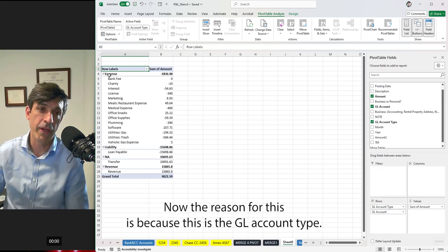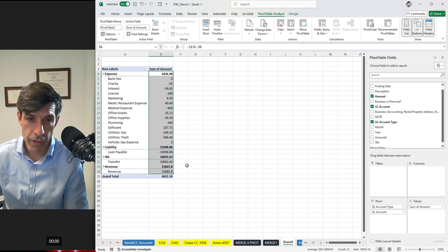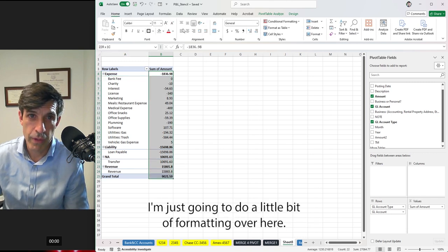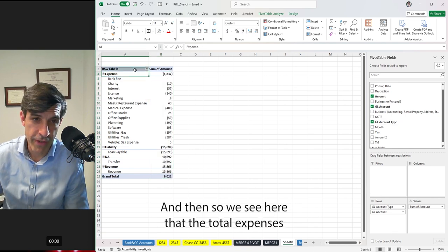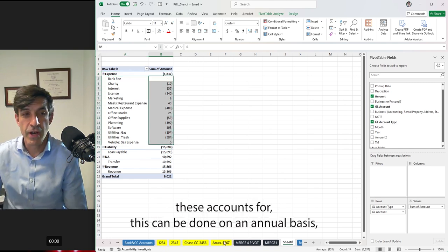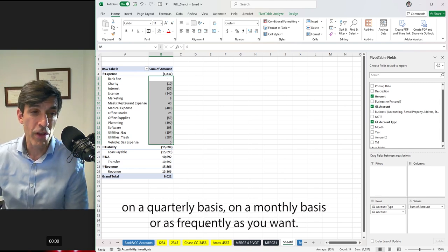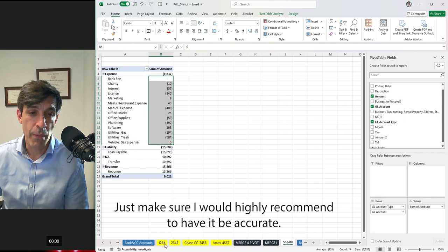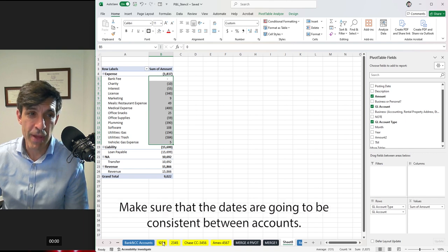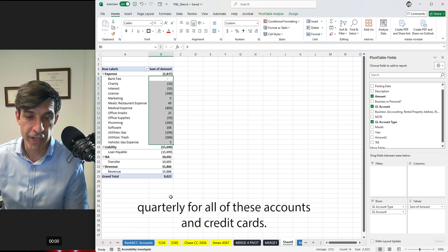Now the reason for this is because this is the GL account type, so we want that to be on the higher level in our table. Just going to do a little bit of formatting over here. And so we see here the total expenses for the period of time, whatever period of time I have these accounts for. This can be done on an annual basis, a quarterly basis, a monthly basis, or as frequently as you want. I would highly recommend, to be accurate, making sure that the dates are consistent between accounts. So if you're doing it quarterly, make sure you're doing it quarterly for all of these accounts and credit cards.